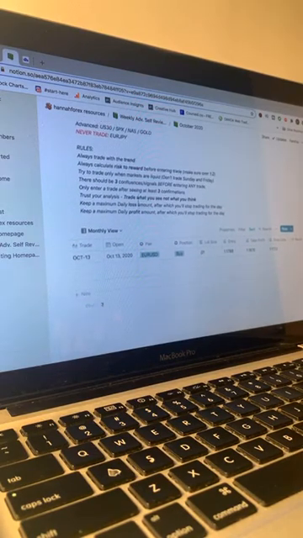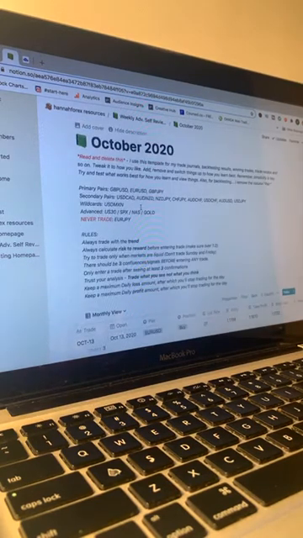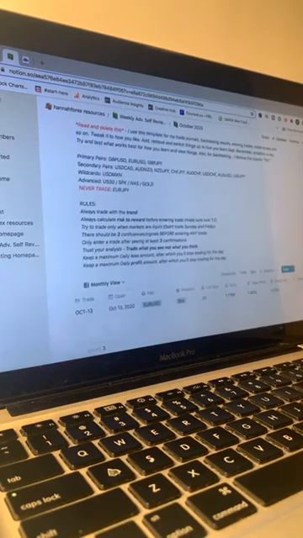Again, it's called Notion, and you can go to Hannah Forex on YouTube. She has the template for this entire setup. You're supposed to be able to customize it, so I have customized it. All of these notes and folders are mine. But you can go to her channel for the basic version.